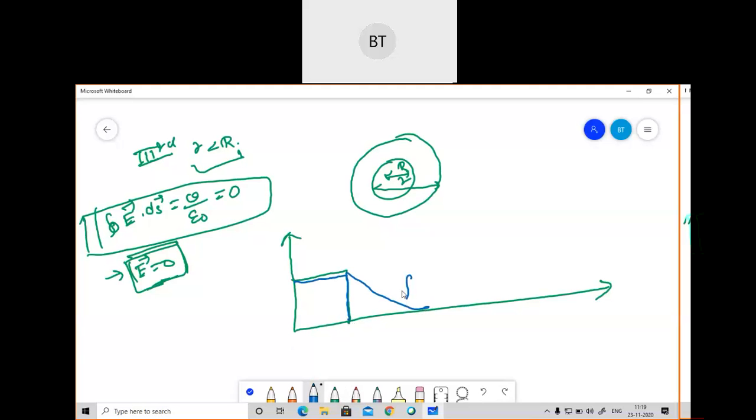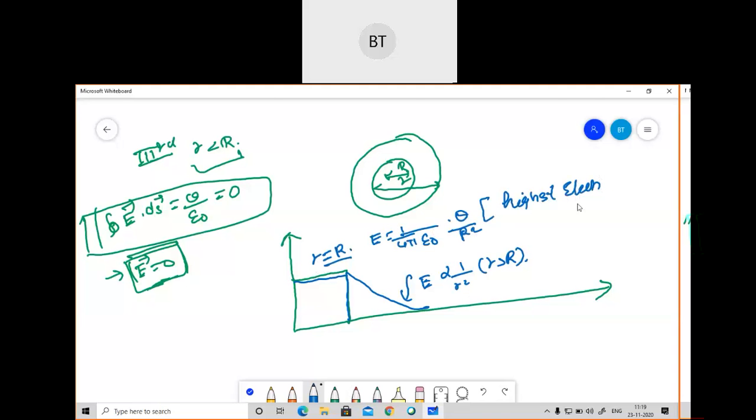So what I will write here: E is proportional to 1 by r square, that is for r greater than R. E is equal to 1 by 4 pi epsilon naught into q by r square, that is the highest electric field. So this will be r greater than R. As you can see, this is how the electric field is varying in those regions.